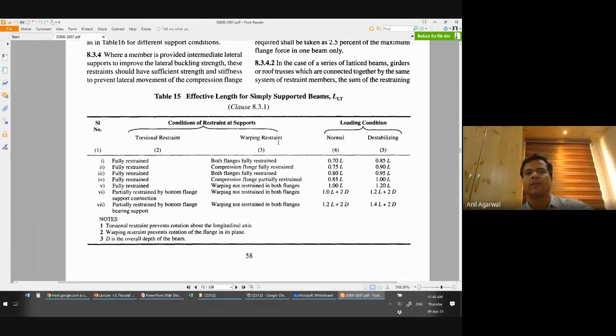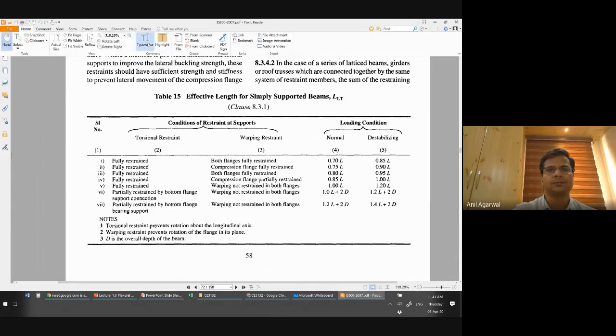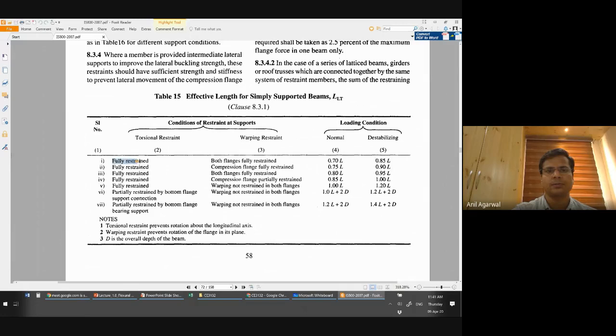On top of that, whether that lateral restraint is also able to restrain torsion and whether it is also able to restrain warping. Okay, so for torsion, you have three categories: fully restrained, and then partially restrained by bottom flange support connection, and partially restrained by bottom flange bearing support. So there are three categories, if you see. One is torsional support, fully restrained. Then the second one is partially restrained by bottom flange support connection. I cannot highlight the bottom flange support connection, and partially restrained by bottom flange bearing support.